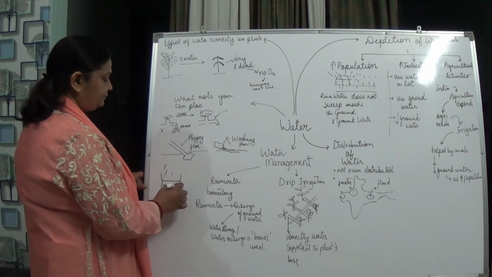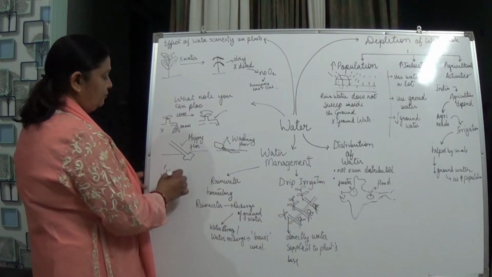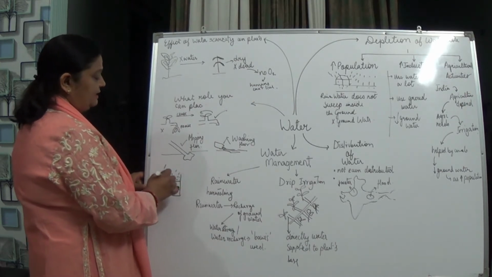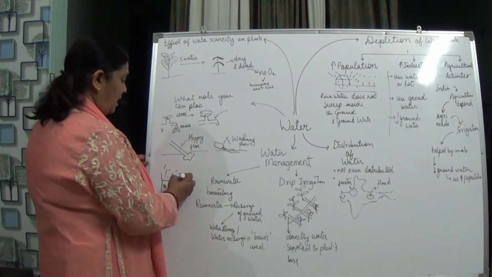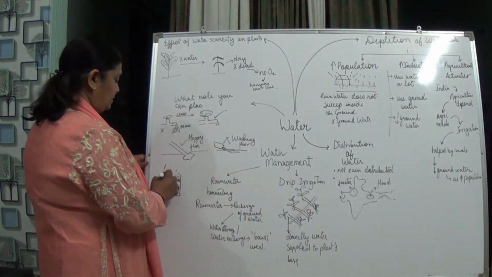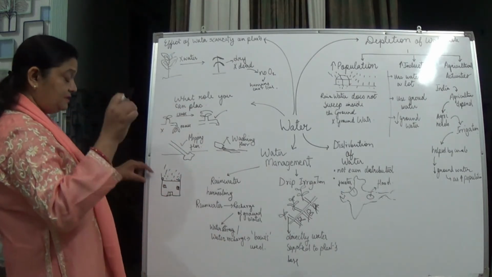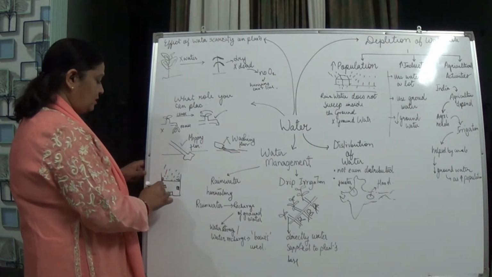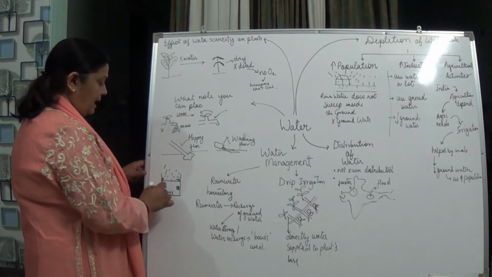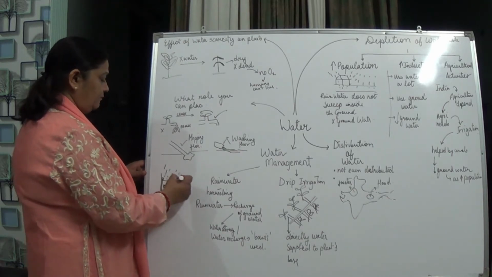And when it falls on this roof, what happens? It can be collected over here, isn't it? But you'll see that there are proper pipes connected to the roof, and from these pipes the water comes down, and here you can see that filters are there.